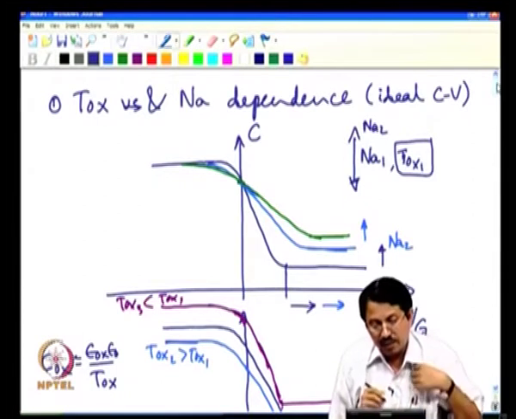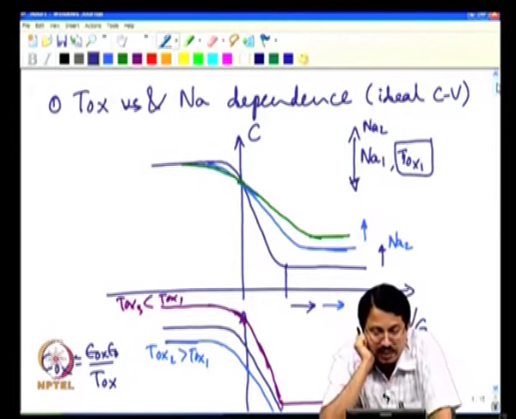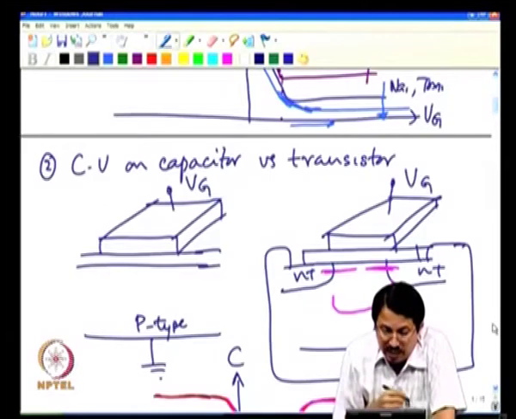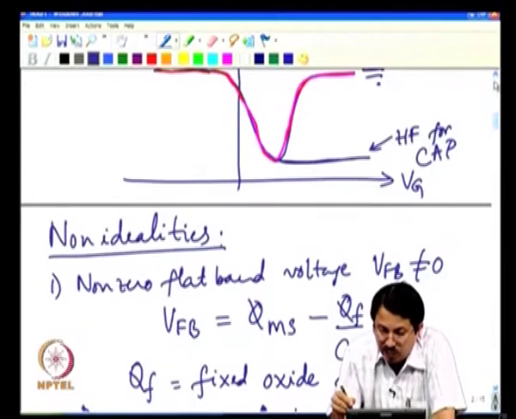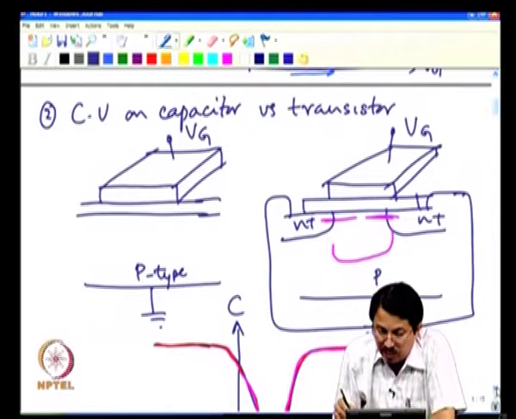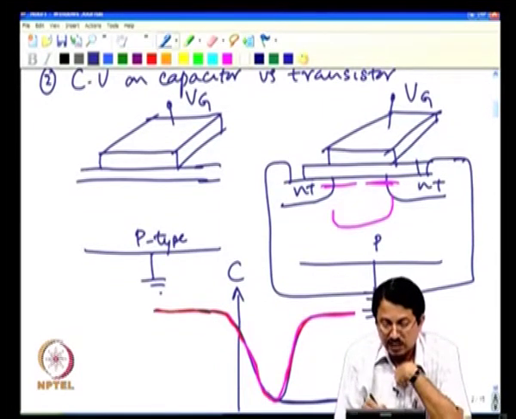We looked at the ideal CV, re-looked at it and studied the impact of oxide thickness and doping concentration, and recognized the fact that transistor structure, if you do capacitance voltage measurement, no matter whether you do a measurement at high or low frequency, you always get a curve which looks like a low frequency curve, because of the fact that you have this reservoir of electrons.